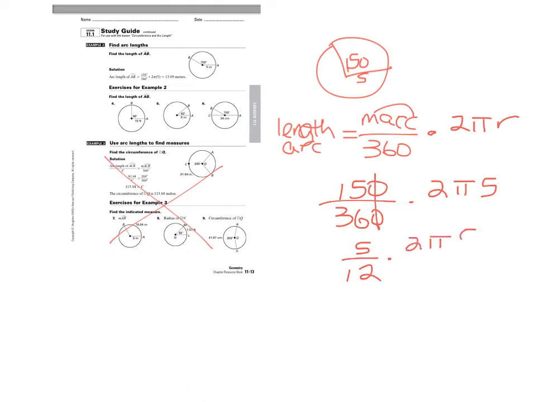And then I still have the 2 and the pi and the 5 here. If you want, you could multiply the 2 and the 5. I'm going to simplify that.